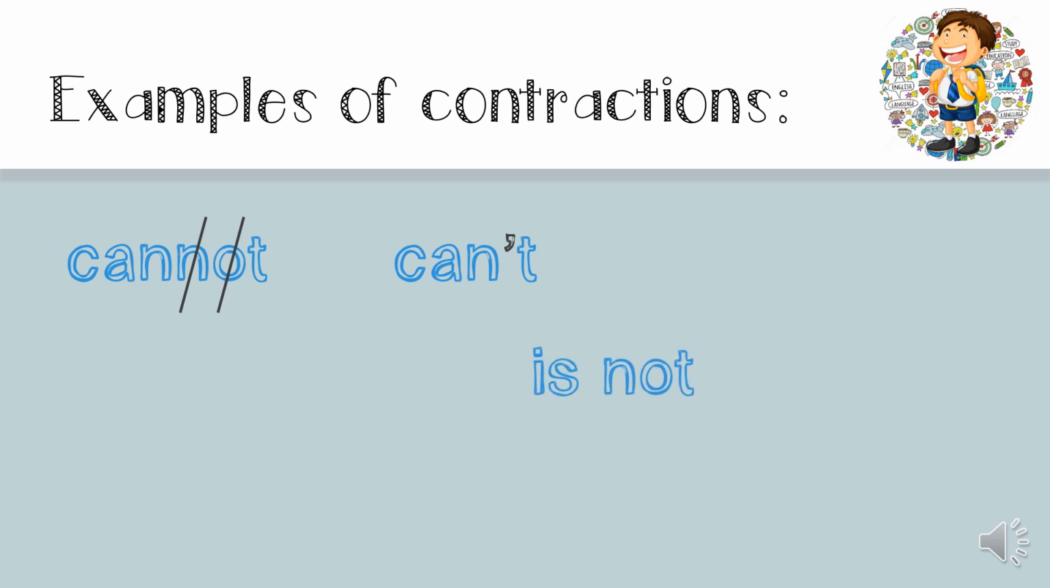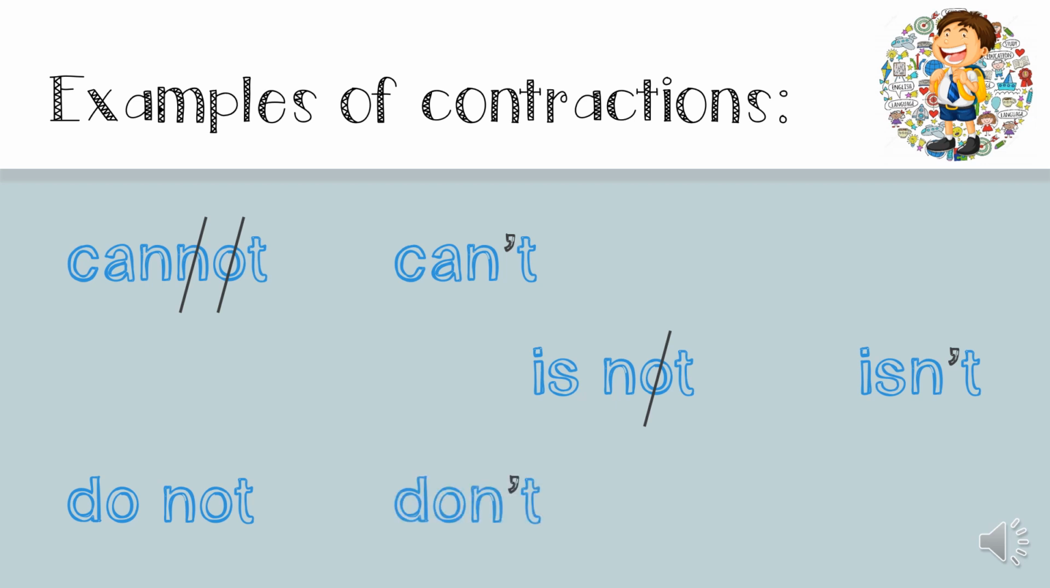Another example is is not, which becomes isn't. Once again, the apostrophe is placed where the letter was left out. Can you see that isn't is written as one word, while is not is written as two words? Another example, do not. We can shorten it by saying don't. The apostrophe comes once again where the letter O was taken out.